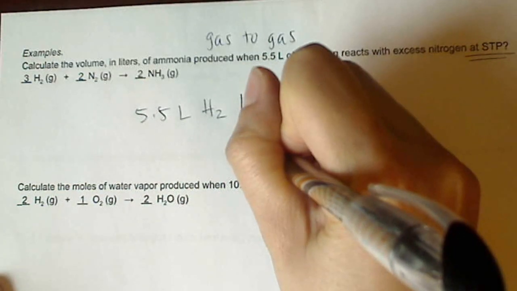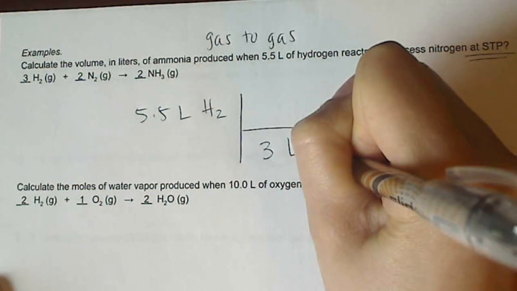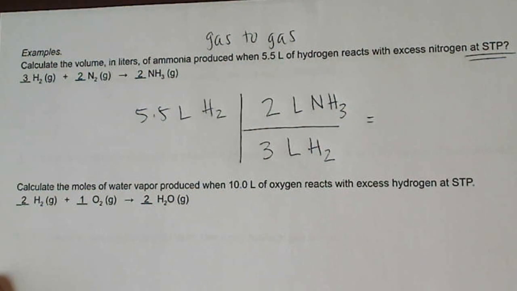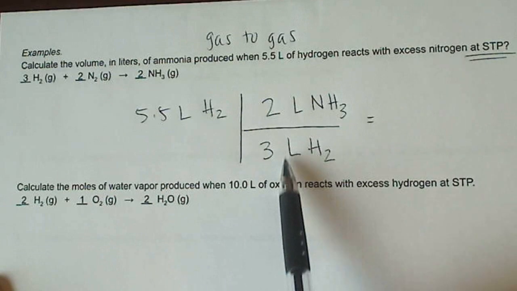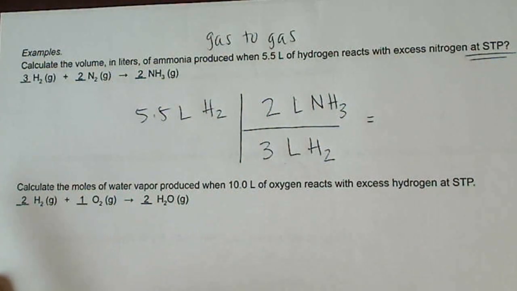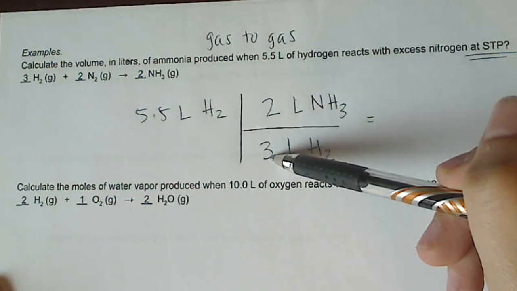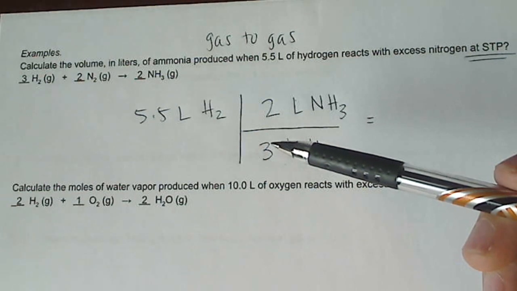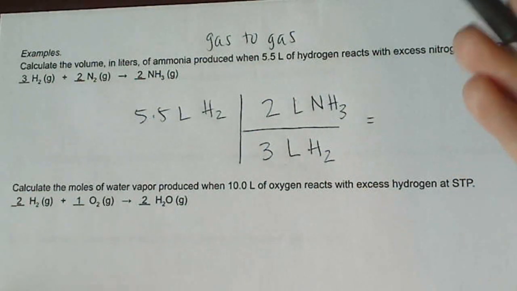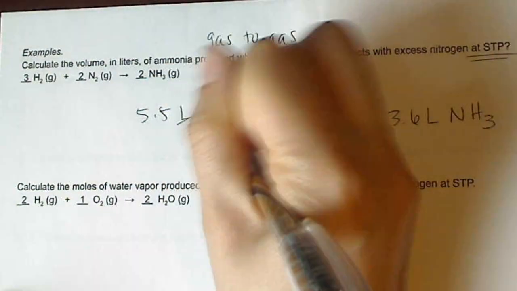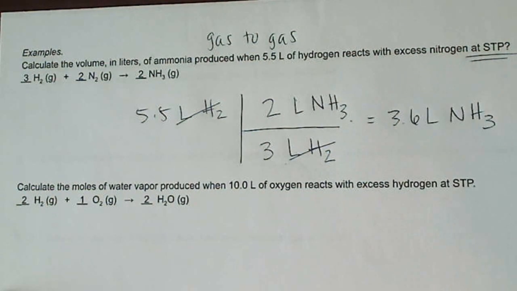So that mole ratio is what I'm going to use to convert from hydrogen to ammonia. Basically this says 3 liters of hydrogen make 2 liters of ammonia. I'm allowed to say these are liters because, like we proved on the other page, it will cancel out with the 22.4 liters. So we would just do 5.5 times 2 divided by 3, and that will be 3.6 liters of ammonia. This cancels out, and I'm left with liters of ammonia.